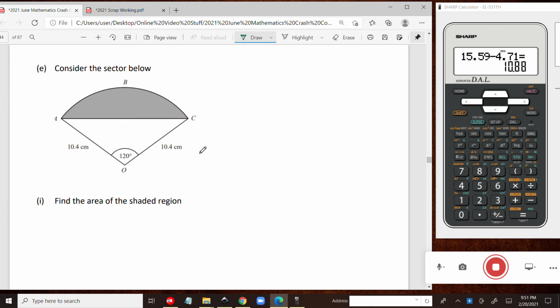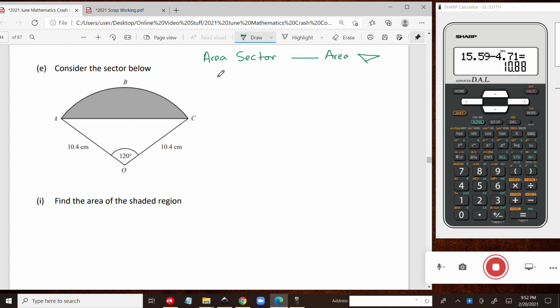Consider the sector below. Find the area of the shaded region. All right, so this one is going to be similar to the one above. What we're going to do is find the area of the entire sector and then find the area of the triangle and minus both answers. So just to summarize, we're going to find the area of the sector and then minus the area of the triangle, so that's the upside down triangle.